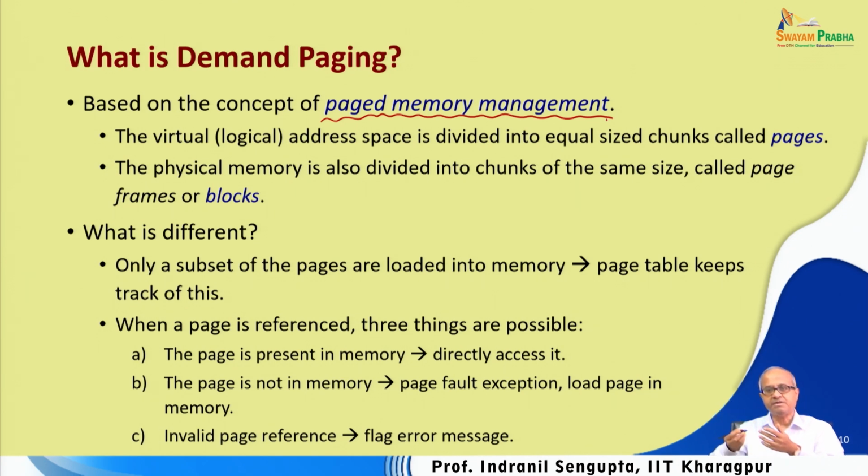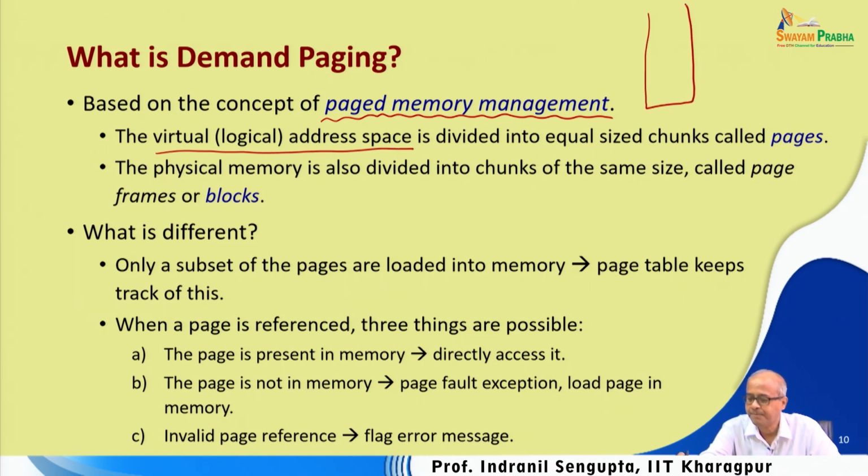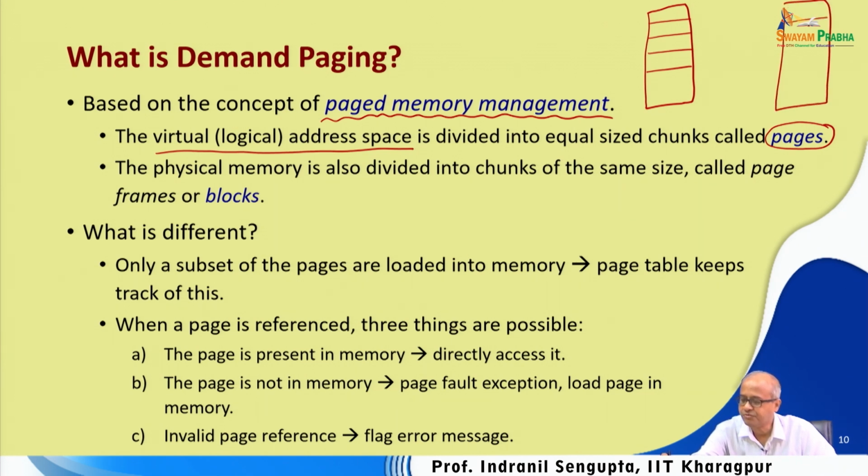So, what do we do in paging? We repeat it once more. The virtual or the logical address space of a program, suppose this is my virtual address space, we divide it up into equal size pieces or chunks which are called pages. Similarly, the physical memory is also divided into blocks of the same size. These are called page frames or blocks.